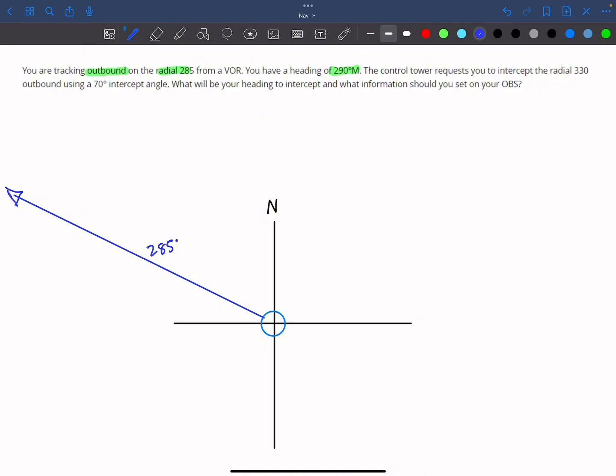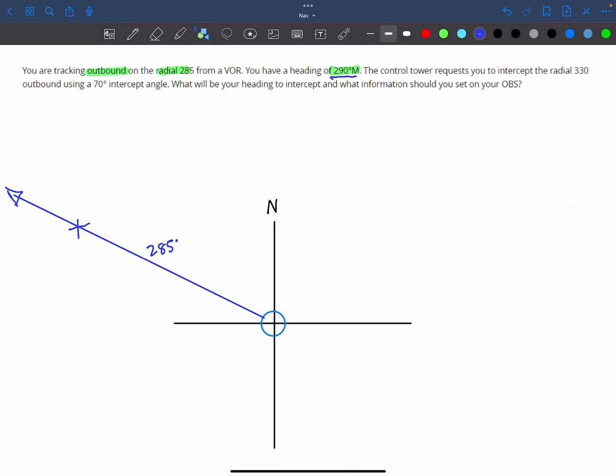It tells us that we have a heading of 290. The reason this doesn't matter is because we know from the question that we're somewhere on this line. So we could be here, could be here. On any of those x's, our airplane is possible to be located there, and we could be pointed this way or this way. It doesn't matter where the nose is. We know that we're somewhere on that line.